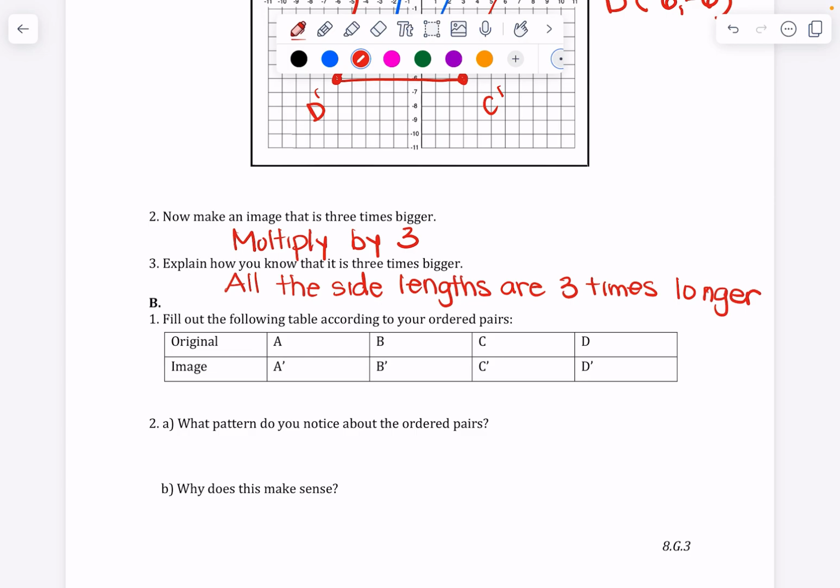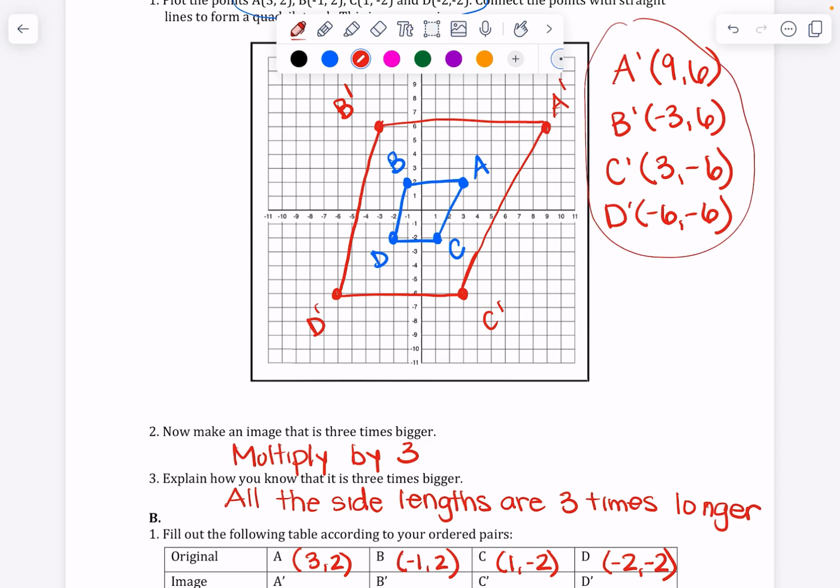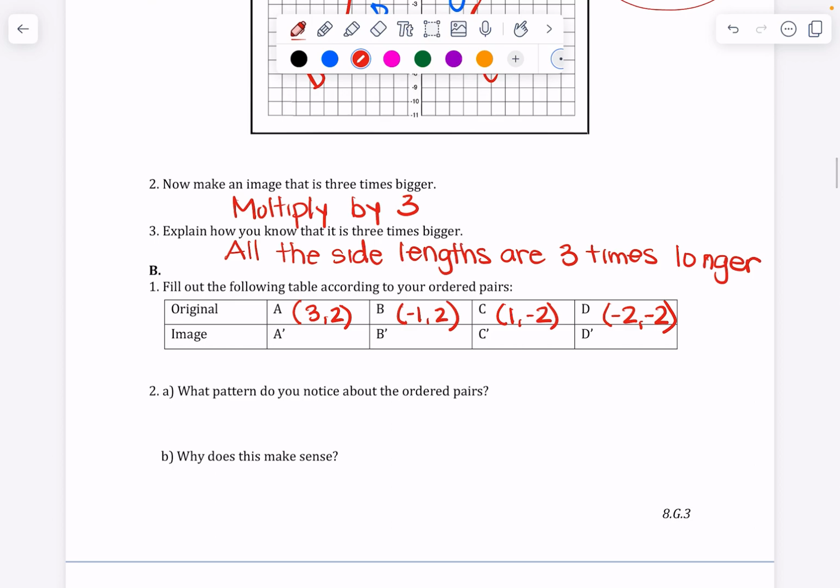So I'm going to write down the original ordered pairs that they gave us at the top of the page. So this was (3, 2), (-1, 2), (1, -2), and (-2, -2). And then on the A prime part, I want you to write down these ordered pairs that we wrote off to the side after being multiplied by 3. So we'd have (9, 6), (-3, 6), (3, -6), and (-6, -6). So if you look at it, each coordinate has been multiplied by 3.